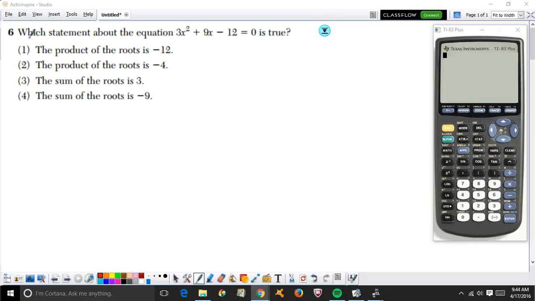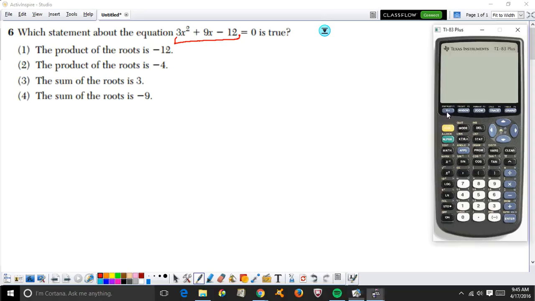Now here, in example 6, they're asking us which statement about the equation 3x squared plus 9x minus 12 is true. If you look, all your multiple choice questions talk about the root. The sum of the root, the product of the root. So let's find the root of the equation. The easiest way to find the roots is to graph it.